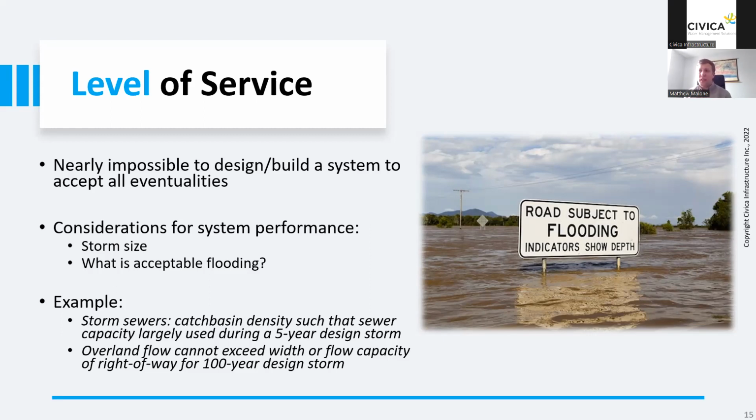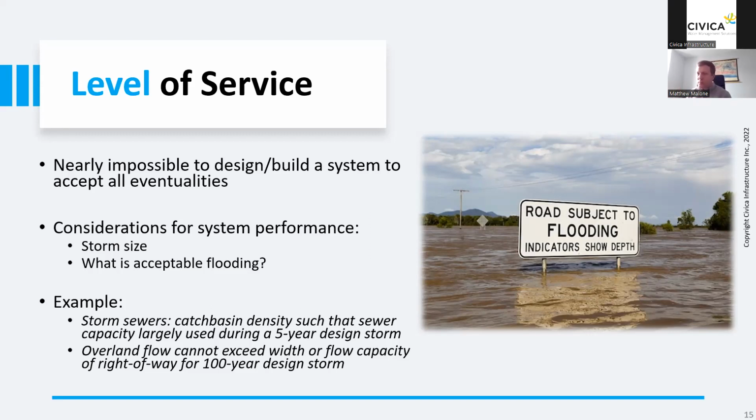Some of the considerations specific to collection systems are around, how big of a storm do we want to accommodate? What is acceptable flooding? If we get a 200-year storm, is it acceptable to have flooding, and in what locations, and things like that. So these are the types of considerations that go into a lot of these level of service conversations.